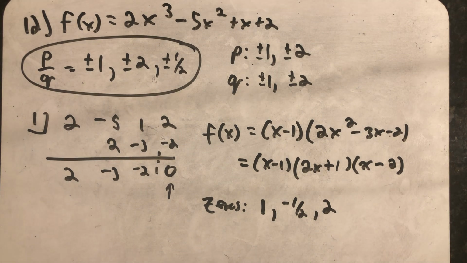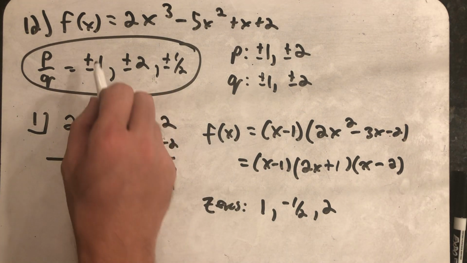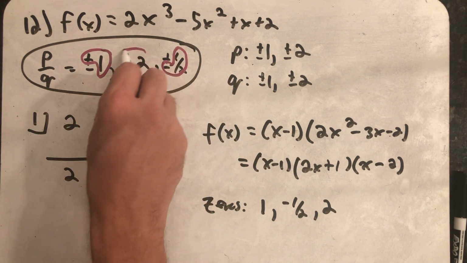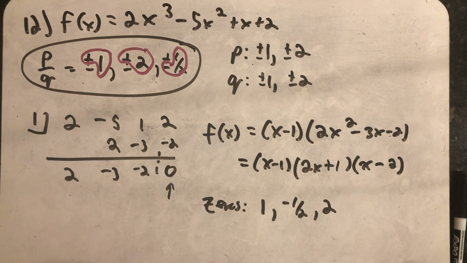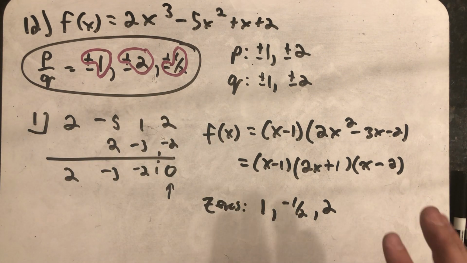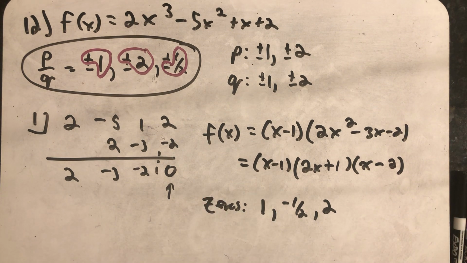And it turns out all of my zeros actually appeared on this list, right? I had the +1, a -1/2, and a +2. One thing to point out is not all the possible rational zeros are actually zeros. Those are possible rational zeros, not the actual zeros. And the other thing to point out is all of my zeros don't actually have to come from that list. I could have irrational or complex zeros. But that gets us through the end of number 12 here.